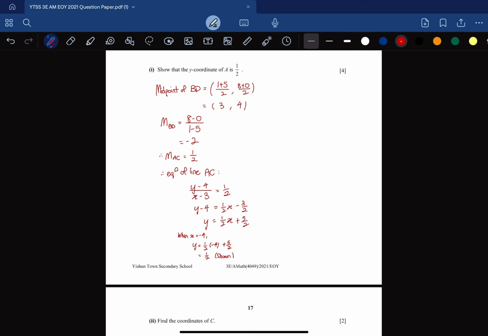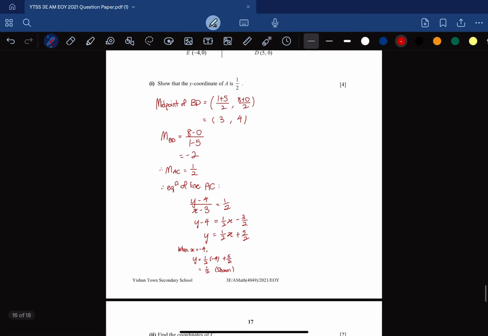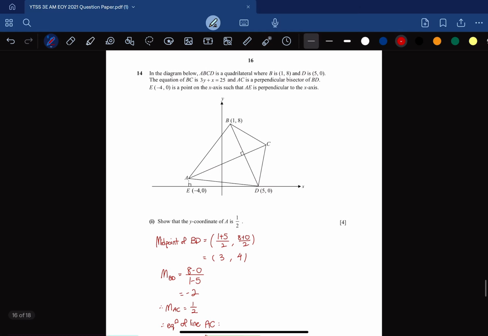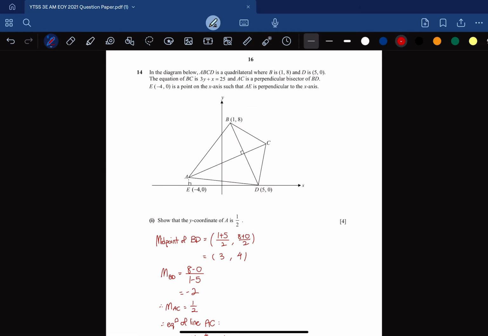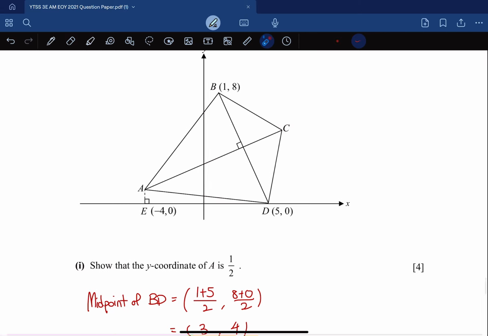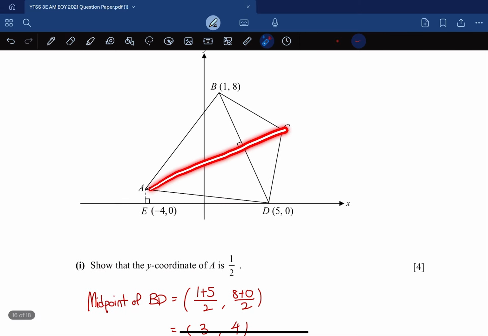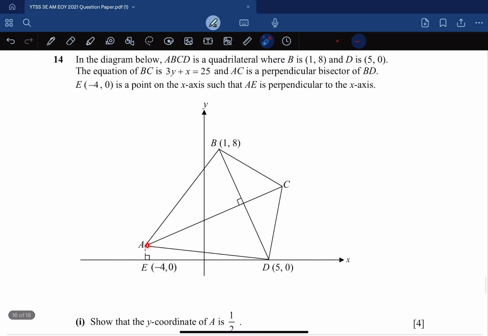Next part. Find the coordinates of point C. We look at point C over here. Point C lies at this point here, and point C is the intersection between line AC and line BC. I know that I have found the equation of line AC in part 1. I am given the equation of line BC as well. So simply, I can solve simultaneous equations.